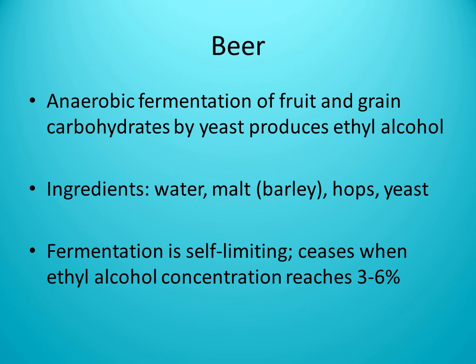To produce beer, it is anaerobic fermentation of different fruit and grains by yeast. It's producing, once again, ethyl alcohol. So you need to have water, you need to have malt, the barley, the hops, and the yeast. When alcohol concentration reaches between 3 and 6%, it's automatically going to stop. It will not continue beyond that point.